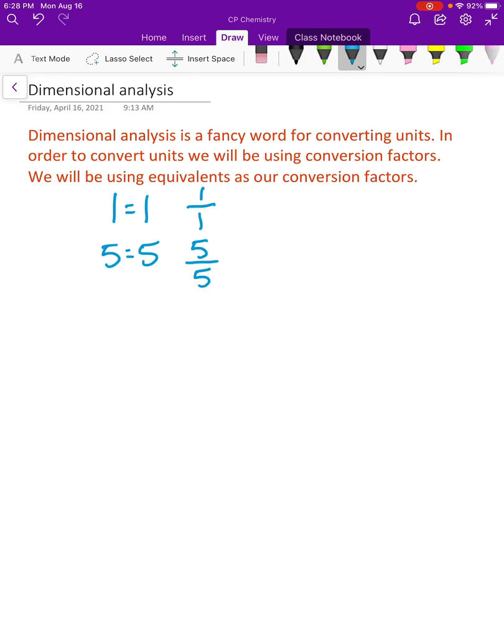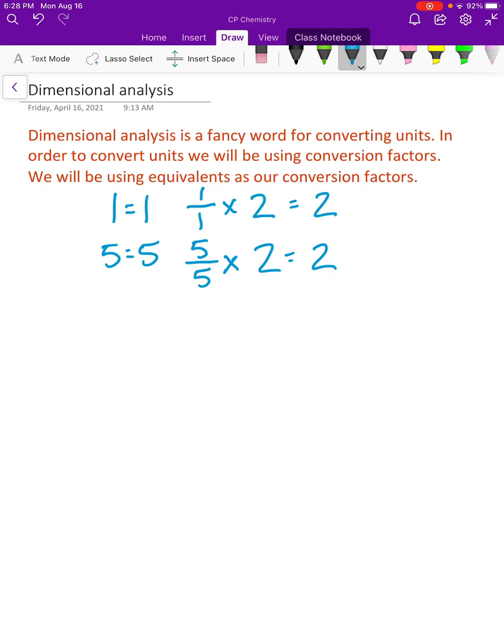So if you multiply anything by these conversion factors, say we multiply 1 over 1 by 2, you're essentially multiplying by 1, so you get 2. If you multiply anything by 5 over 5, again, you're going to get 2. Because when you have equal things in fraction form, that is 1.